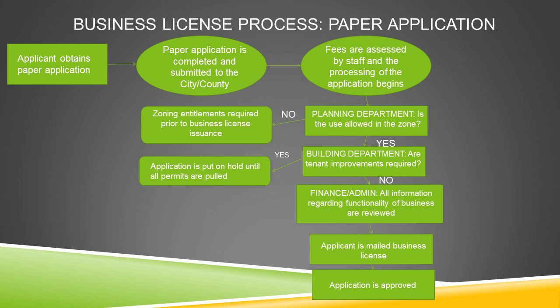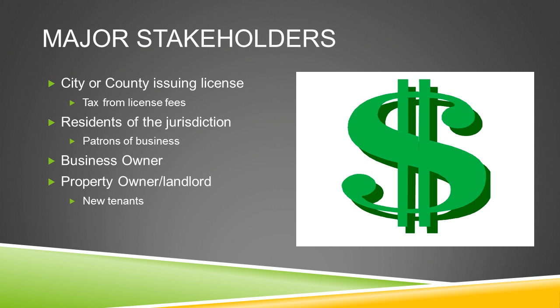If permits are required, the business license is put on hold until all appropriate permits are pulled. Inspections are performed and all permits are signed off for finals. Once all permits are signed off, the application is processed for completion by the jurisdiction and a business license is issued. The business license process is required to issue business licenses within a jurisdiction and assess fees.